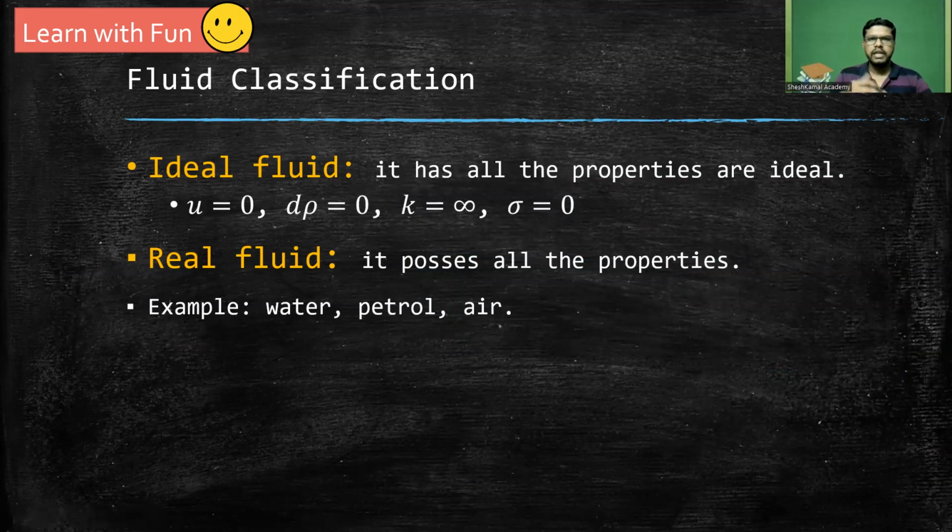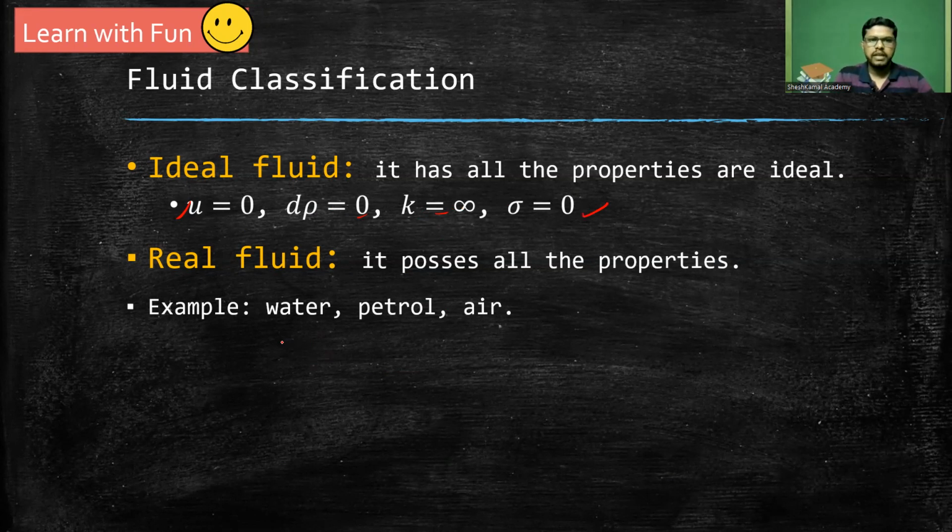The ideal fluid is that fluid which possesses all the ideal properties. That means the fluid which has no viscosity, the viscosity is zero. There is no change in density, means change in density is zero. The value of bulk modulus is infinity, and there is no surface tension. So this is called an ideal fluid. But in reality, there is no such fluid as an ideal fluid. So it is an imaginary fluid.